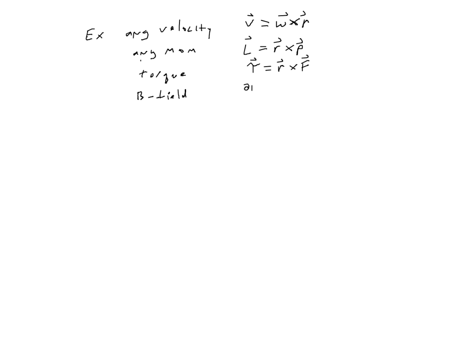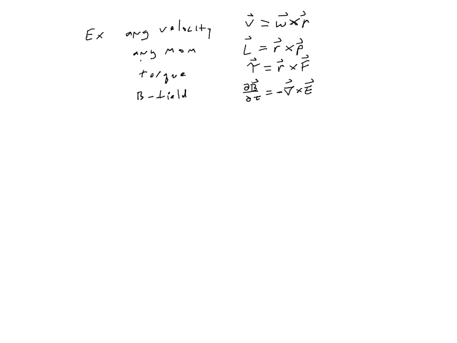where for a magnetic field, you get Maxwell's equation: a time derivative of the magnetic field is equal to minus the curl of the electric field.